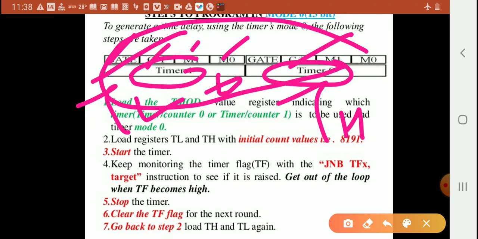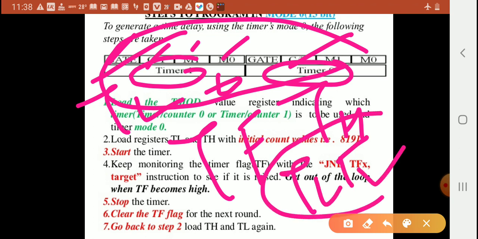Keep monitoring the timer flag TF with the JNB TFX, target instruction to see if it is raised. Get out of the loop when TF becomes high. Stop the timer. Clear the TF flag for the next round. Go back to load TH and TL again.